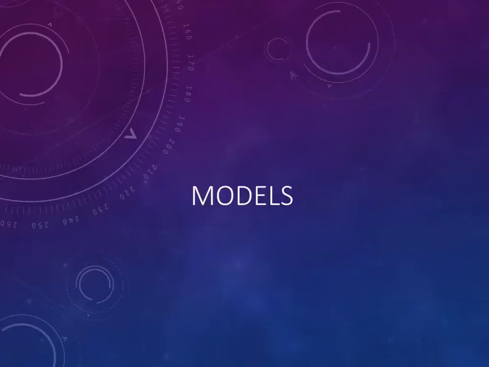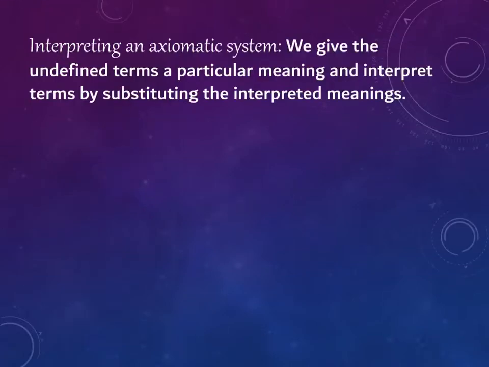Today we're going to take a look at models. We had talked about incidence geometry last time, and we're going to build upon that and talk about how we would interpret our incidence geometry ideas. So to start with, an interpretation of an axiomatic system is that we give the undefined terms a particular meaning, and we interpret the defined terms after that by substituting in the interpreted meaning. And it'll make more sense when I show you an example of what all that means.